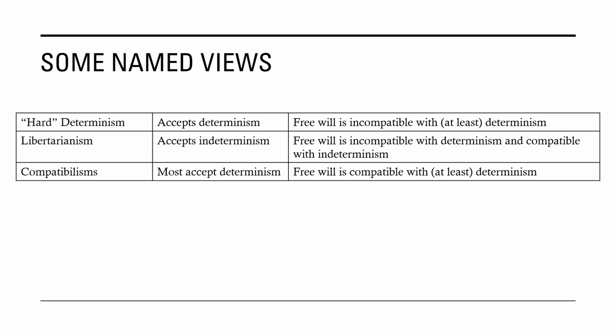And then there are lots of different compatibilist views. If you say compatibilism generally, there's a lot more variety in this camp than in libertarianism or hard determinism, but most compatibilists tend to start out accepting determinism and also believe that free will is compatible with at least determinism. Some believe that free will is compatible with determinism, but not indeterminism. Some believe it's compatible with both, but most compatibilists will start out accepting determinism and believing that free will is compatible with it.